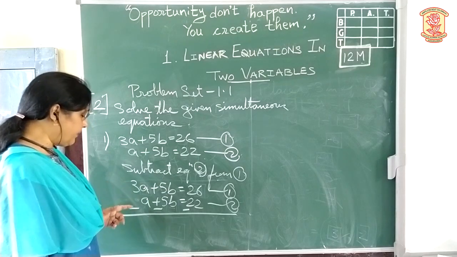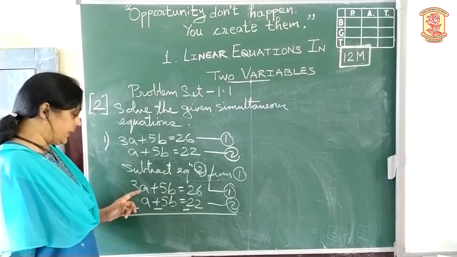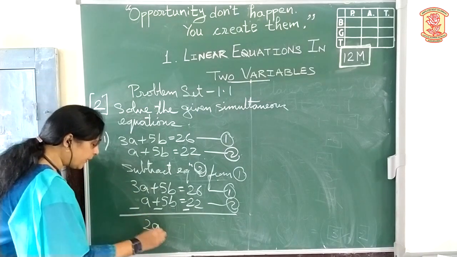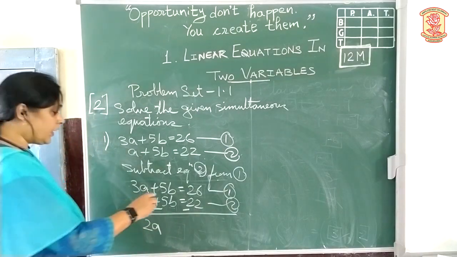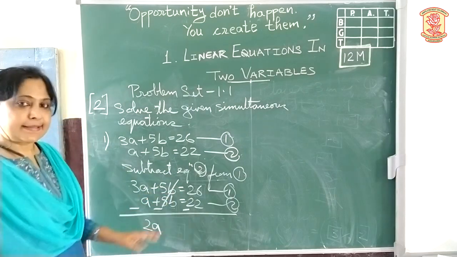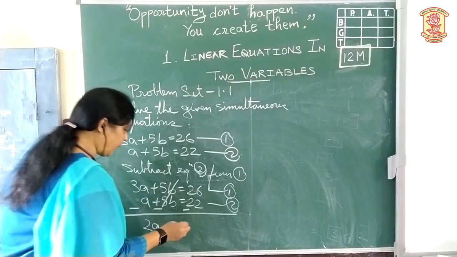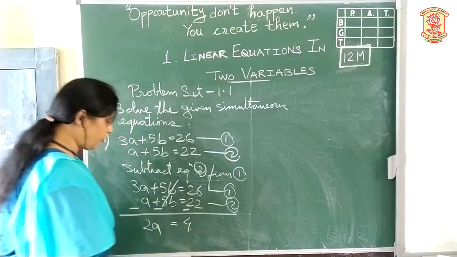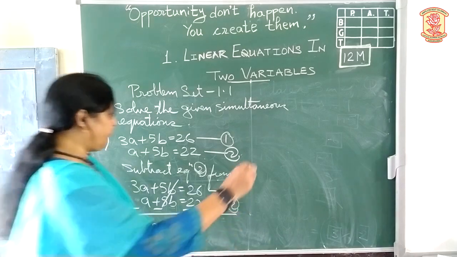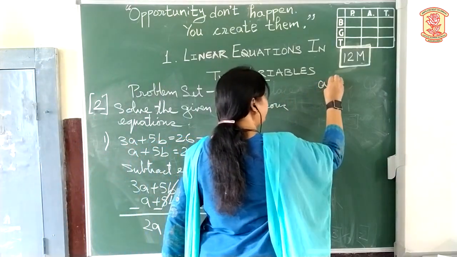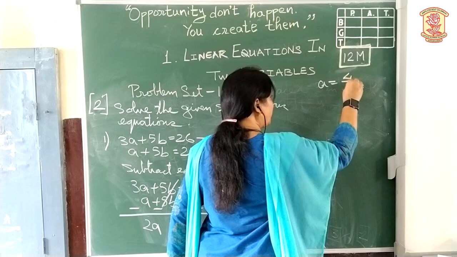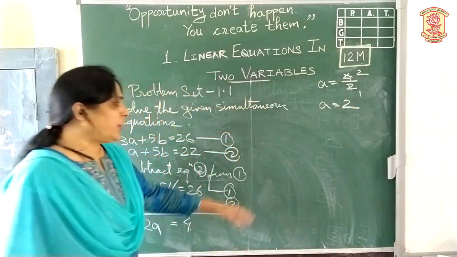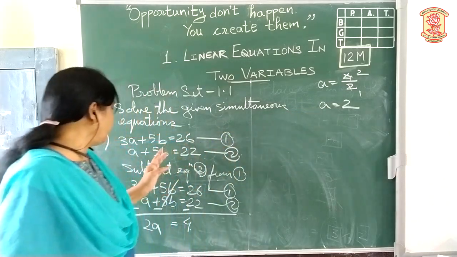So plus 3a minus a, plus minus is minus, 3a minus 1a, that is 2a, and the bigger number's sign is plus. Now plus 5b minus 5b cancels. That is removed, eliminated from the equation. And here 26 minus 22 is 4. So here the value of a is 4 upon 2. 2 ones are 2, 2 twos are 4. So a is 2.